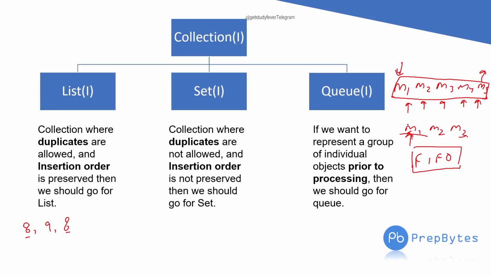We will see in detail why only queue is used in this scenario. Why are set and list not used? As you can see in set, we can see why set is not used. We will also see why list is not used in this scenario. Why only queue is the most optimum approach when prior to processing occurs. So this is the difference between list, set, and queue.